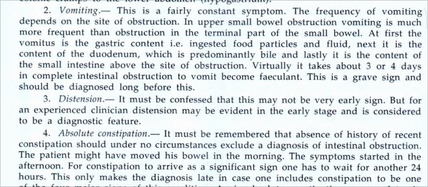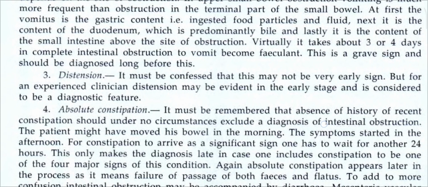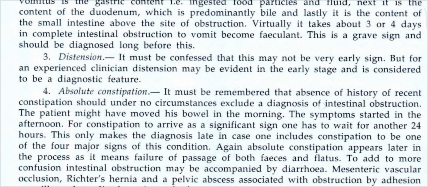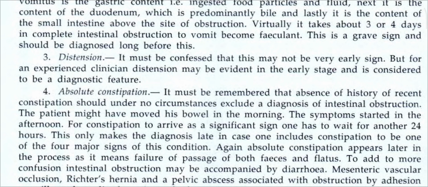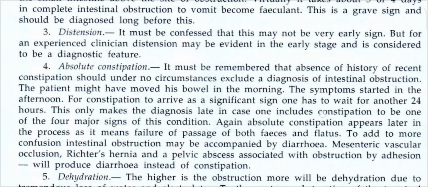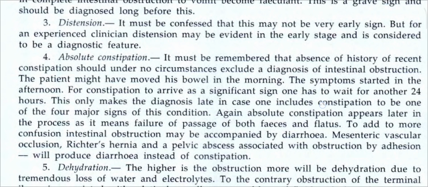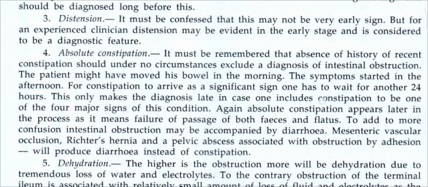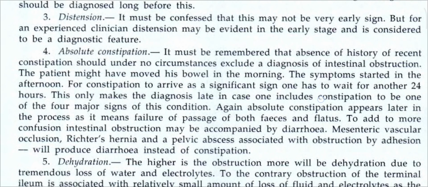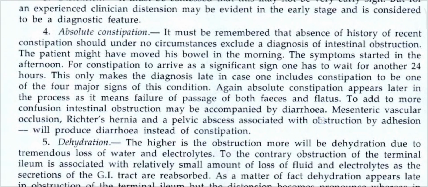At first, the vomitus is the gastric content, that is ingested food particles and fluid. Next, it is the content of the duodenum, which is predominantly bile, and last is the content of the small intestine above the site of obstruction. Virtually, it takes about 3 to 4 days in complete intestinal obstruction before vomiting becomes feculent. This is a grave sign and the diagnosis should be made long before this. Distension may not be a very early sign, but to an experienced clinician, distension may be evident in the early stage and is considered a diagnostic feature.